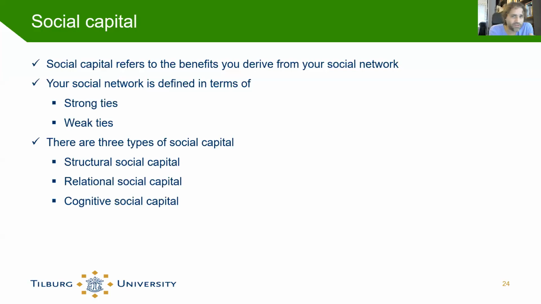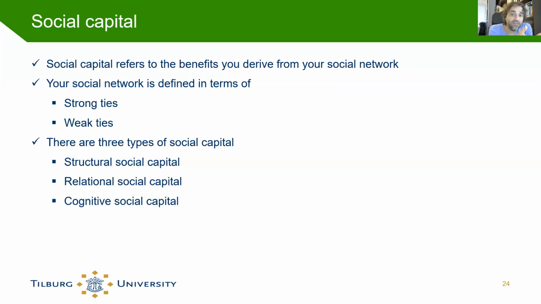And your social network consists of strong ties. So those are the people you know well, your friends, your family. And your social network also consists of many weak ties. And weak ties are your acquaintances, or people you know, but are not friends with. Say 95% of your Facebook friends and Instagram contacts are weak ties. And also basically 95% of people you know are weak ties.